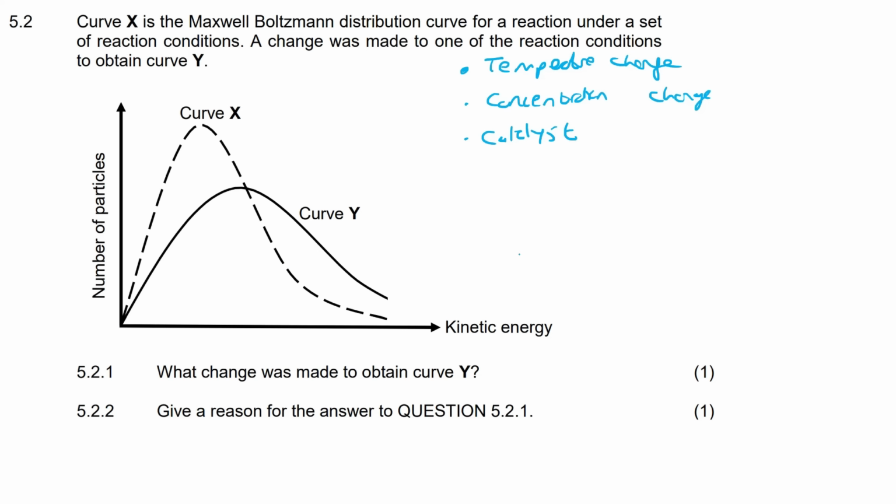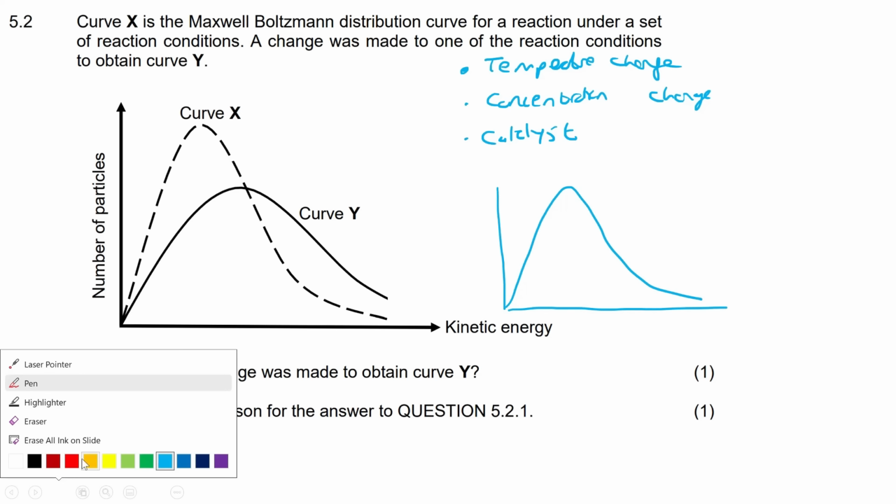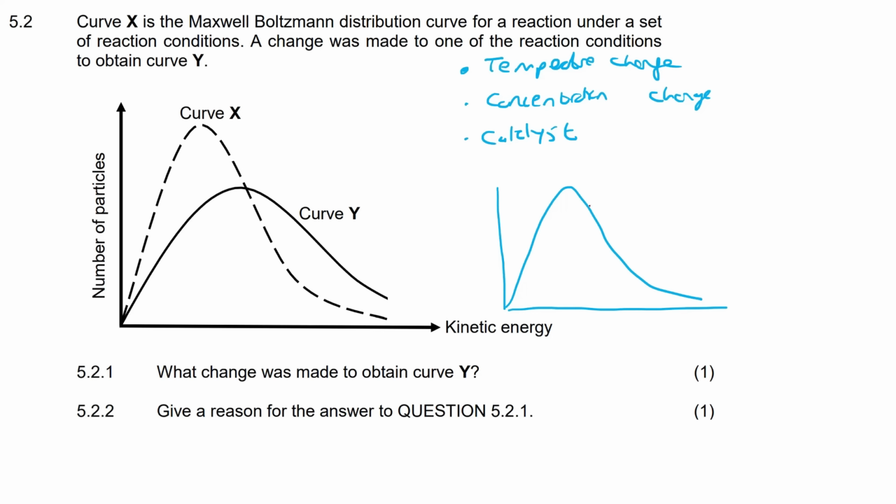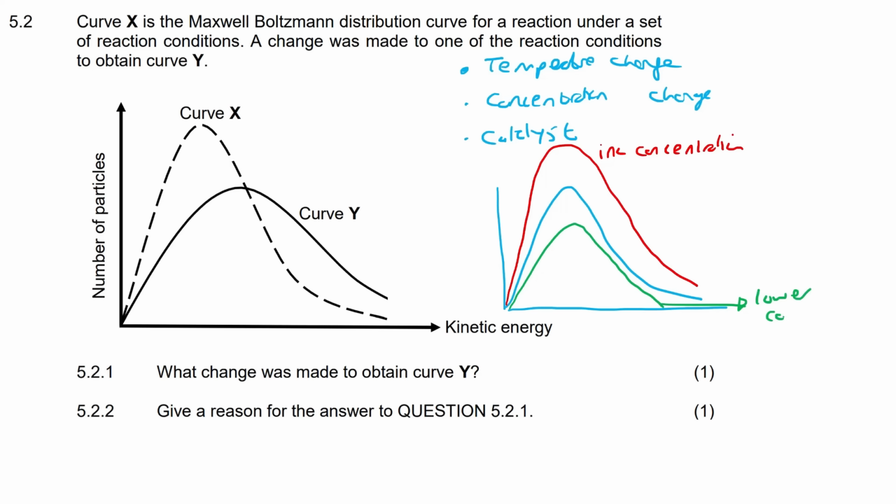So let's say we have a Maxwell-Boltzmann curve that looks like this. If you increase the temperature, then the graph, or let's start with concentration. If you increase the concentration, the graph just goes higher like that. Okay, that's if you increase concentration. If you decrease concentration, the graph will just go lower like that. So that's if you lower the concentration.